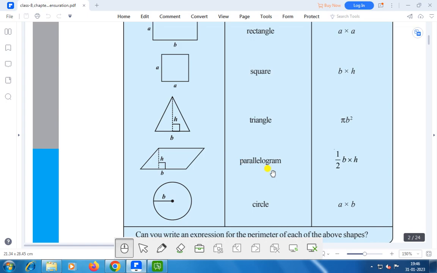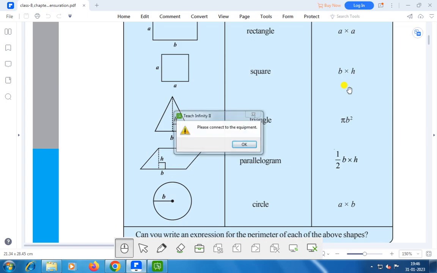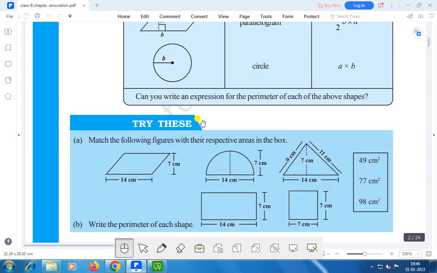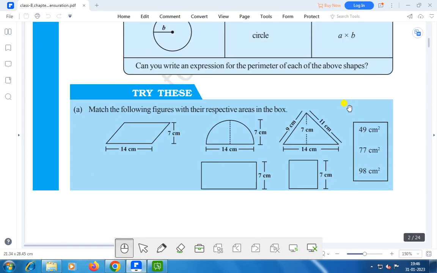The area of a parallelogram is B into H, and area of a circle is pi r square. We know all this, right? Can you write an expression for the perimeter of each of the above shapes? Yes, we can find the perimeter also by different formulas.